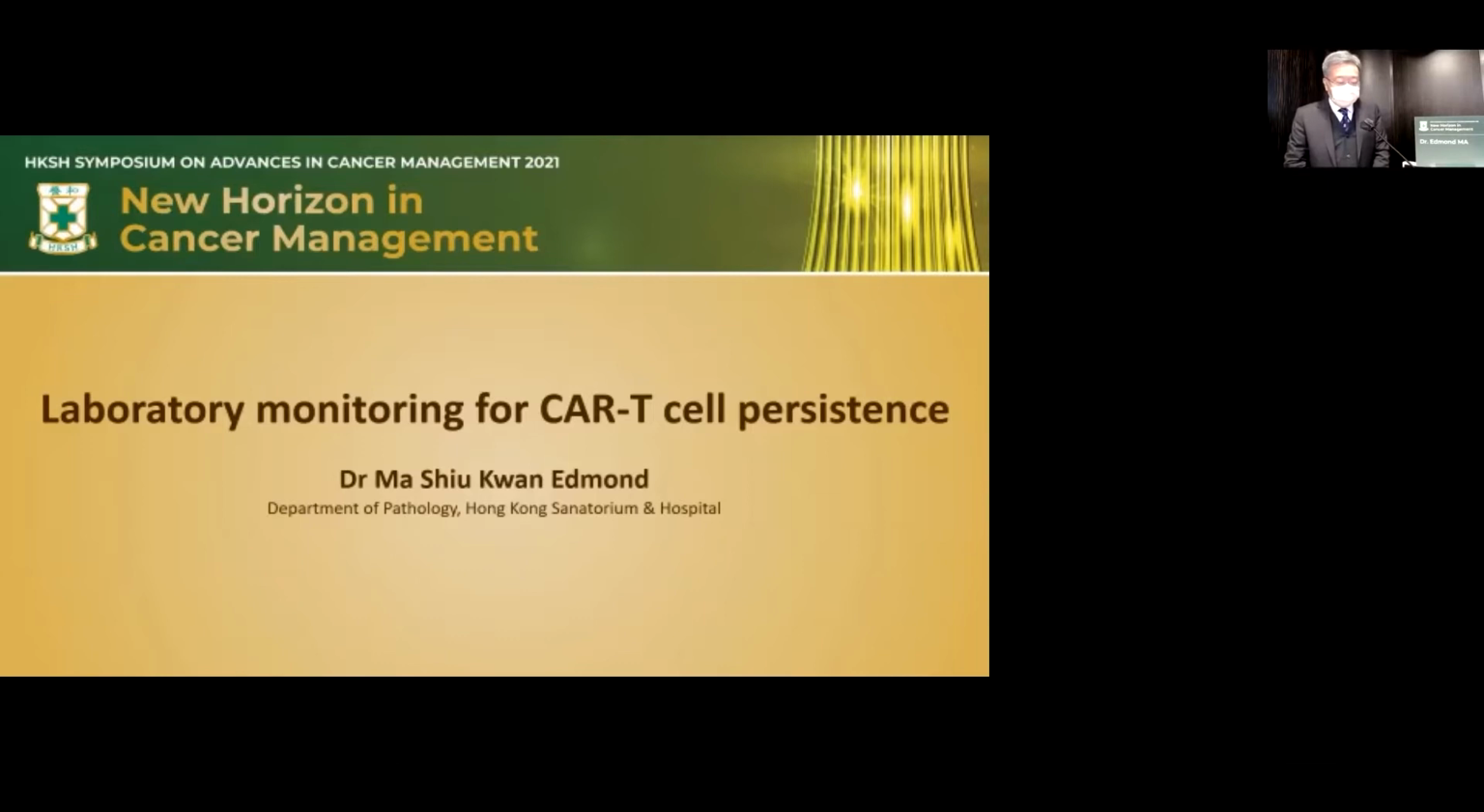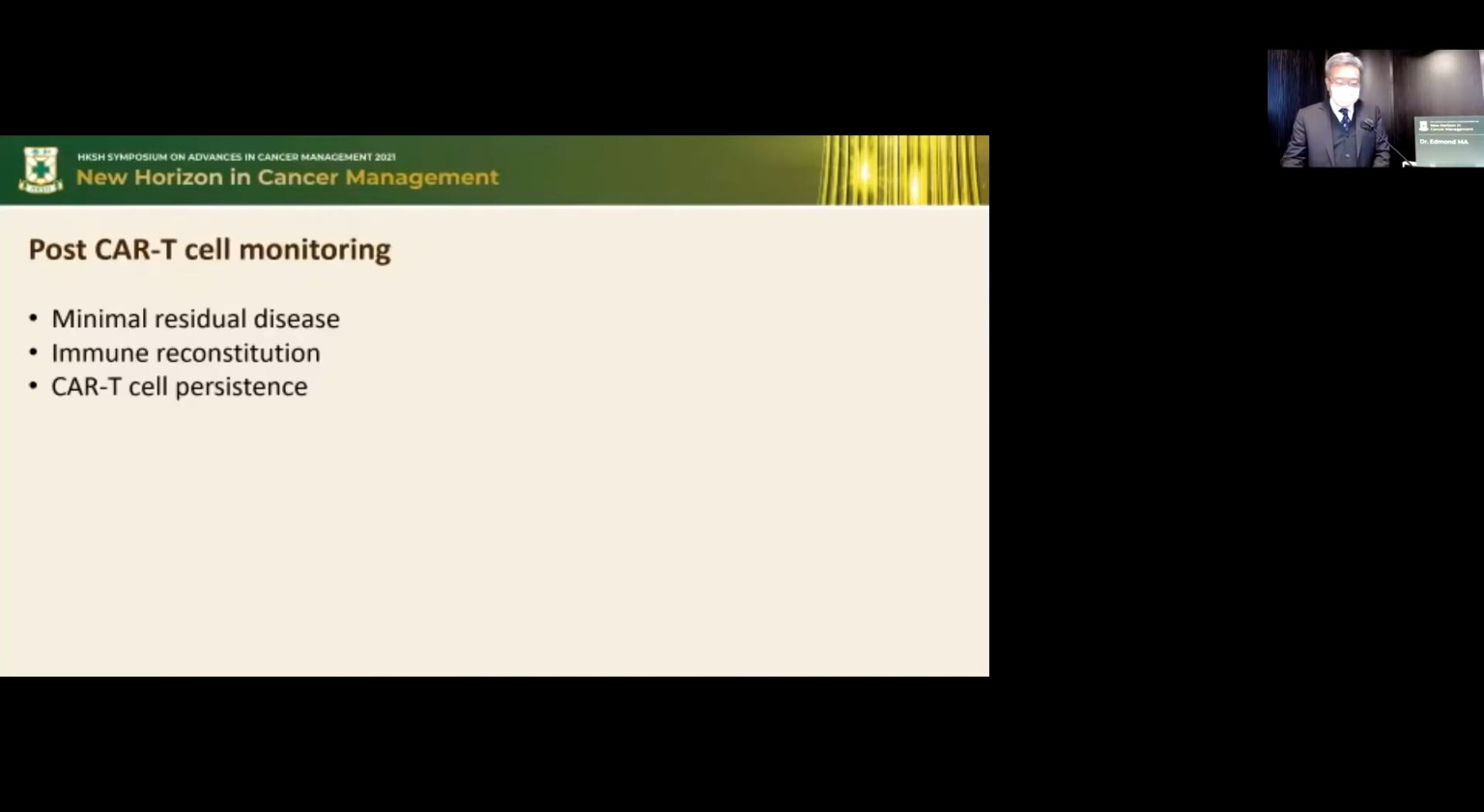In this talk, I wish to discuss our laboratory methods for detection of CAR T cells and for monitoring its persistence after infusion. Right, so first of all, the objectives of laboratory monitoring after CAR T cell therapy include the following three aspects.